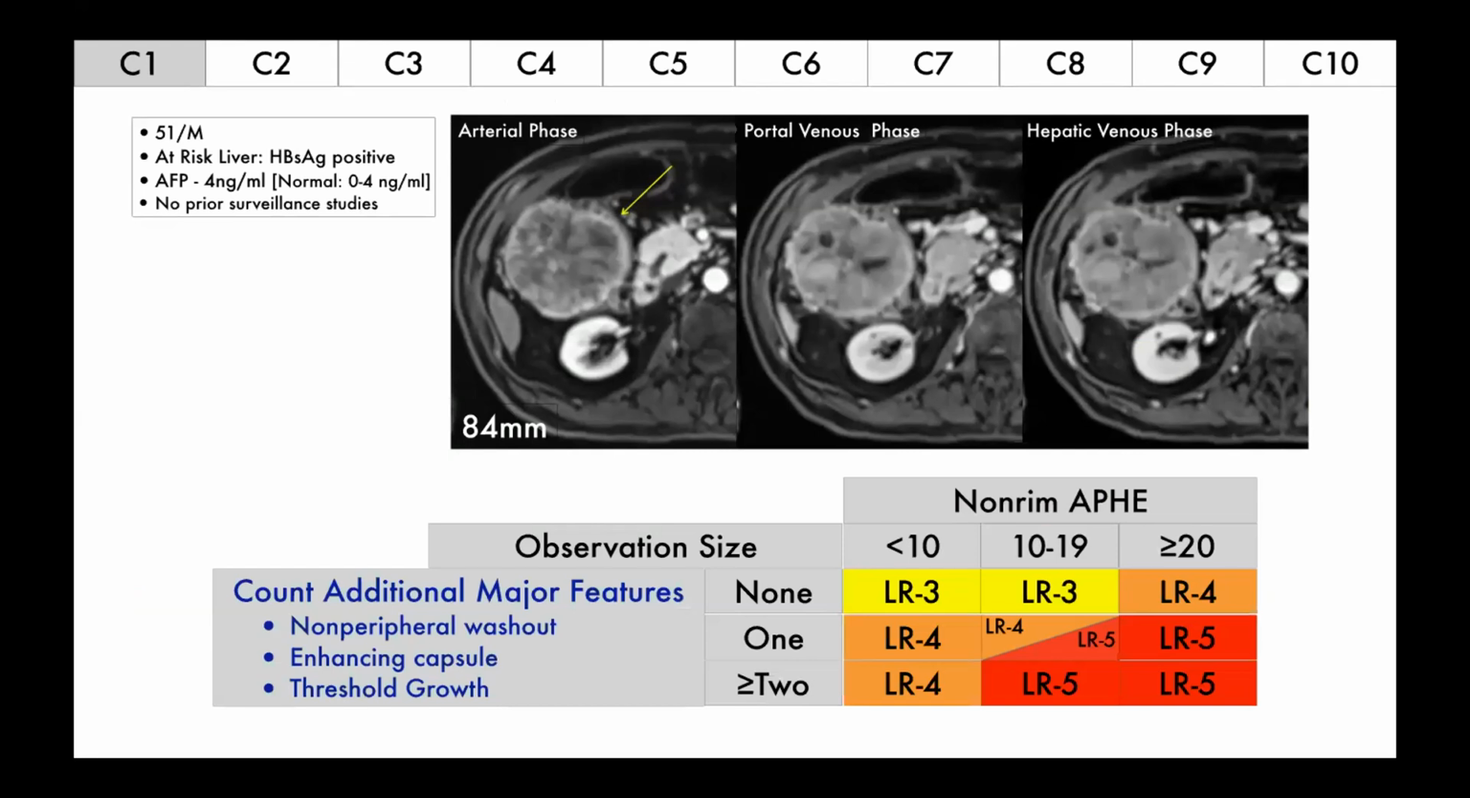What I'm going to do is, once I've briefed you on this, I'm going to run through how I do this on a day-to-day basis. So I'll show you one case, probably 10 different cases or 10 different observations, and I'll show you how it works on a day-to-day basis. So let's look at this one. It's a 51-year-old male with an atrophic liver, Hep B positive.